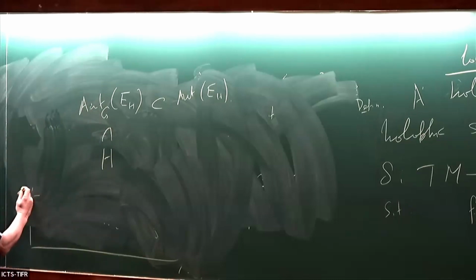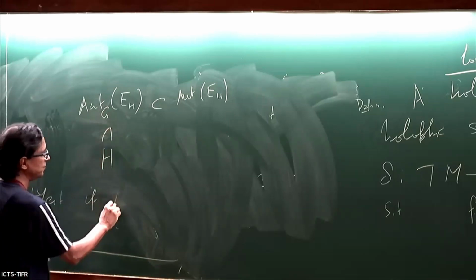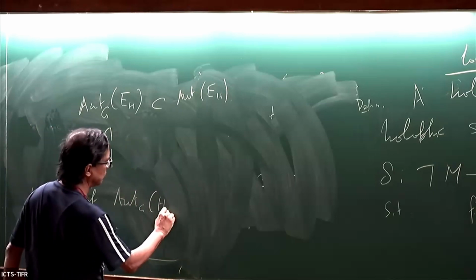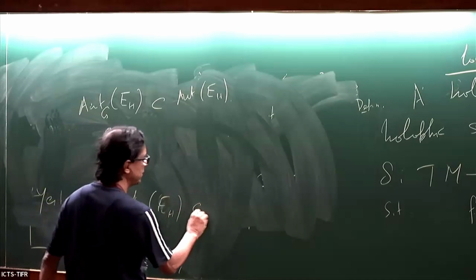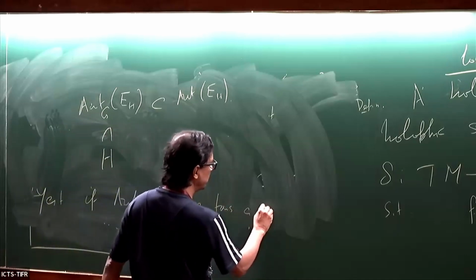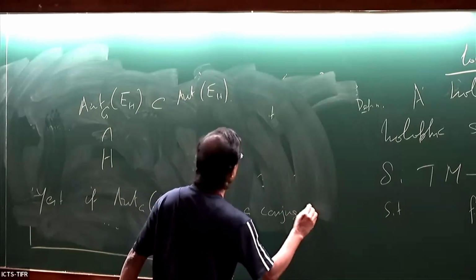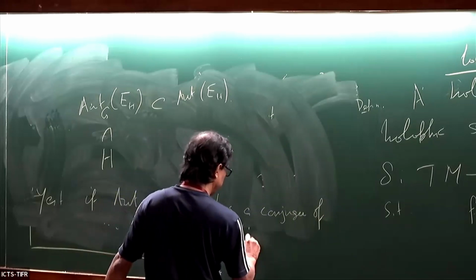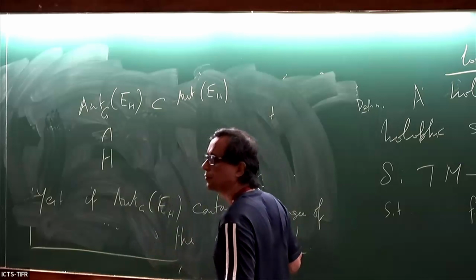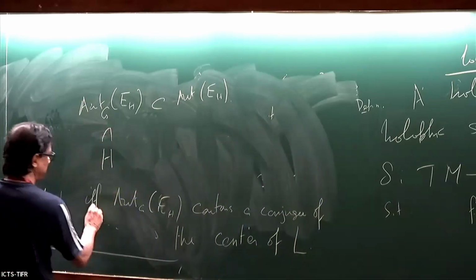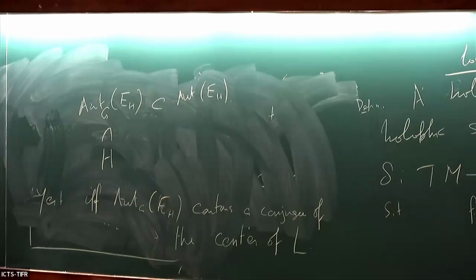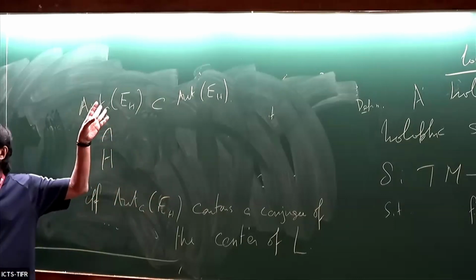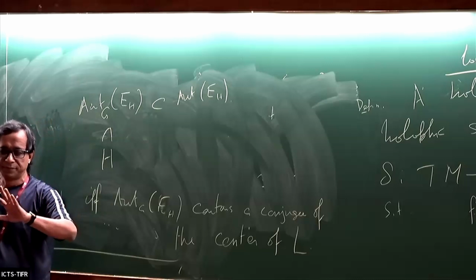The answer: it admits a reduction, yes, if and only if this subgroup contains a conjugate of the center of L. The bundle admits the equivariant reduction if and only if this group contains a conjugate of the center of L.